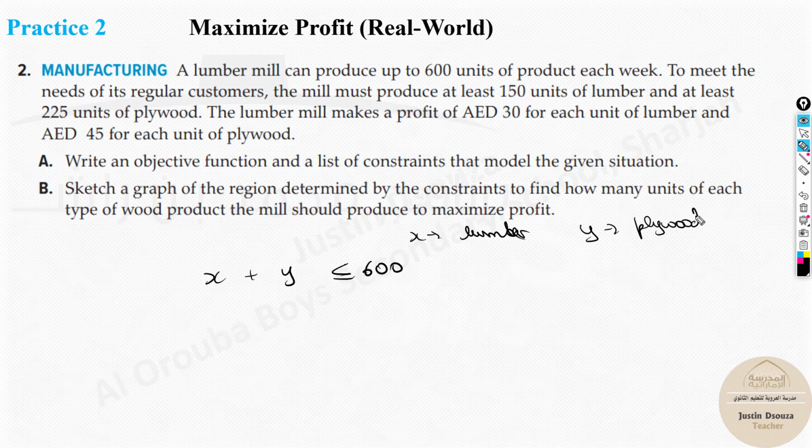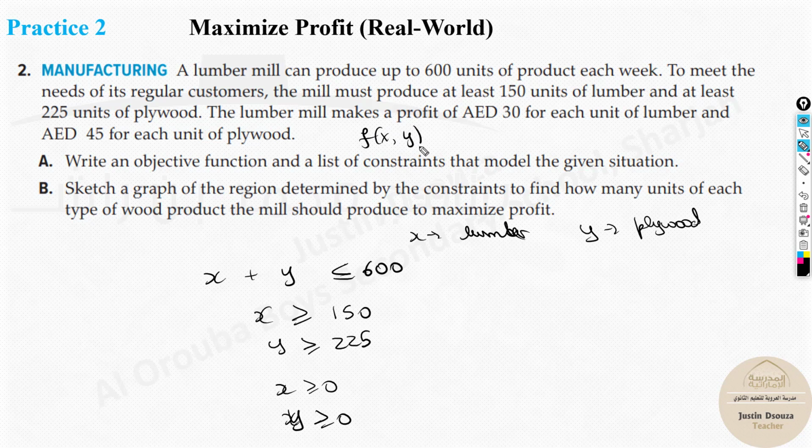Now, X must be at least, that means it can't be less than 150. At least is always greater than. X must be greater than or equal to 150. At most or up to would be less than. Y is greater than or equal to 225 units. And what is the objective function that's given over here? Here also, you must know that X must be greater than or equal to 0, Y must be greater than or equal to 0. Why? Because quantity is an object which can't be negative.